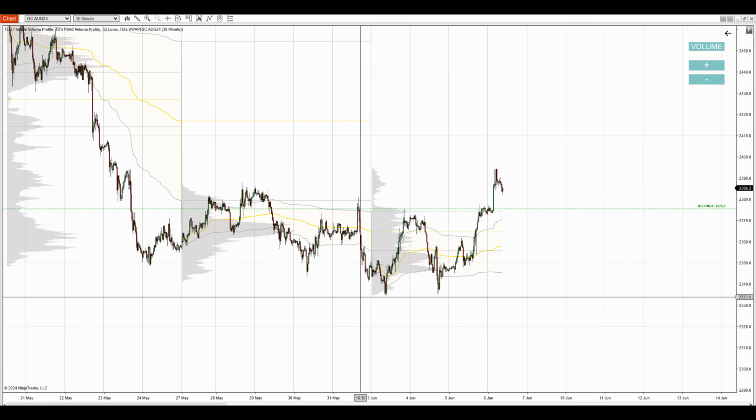Today I'd like to talk about gold. So what you see before you is the NinjaTrader 8 platform with my custom-made volume profile and VWAP indicators. This is a gold futures chart and it is a 30-minute time frame.